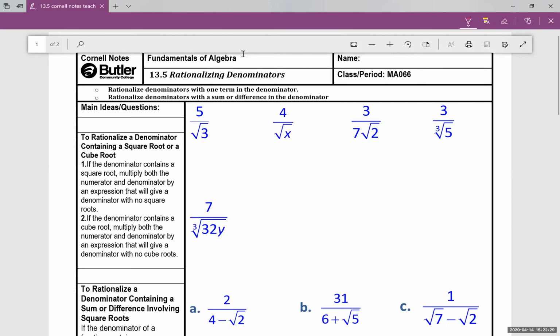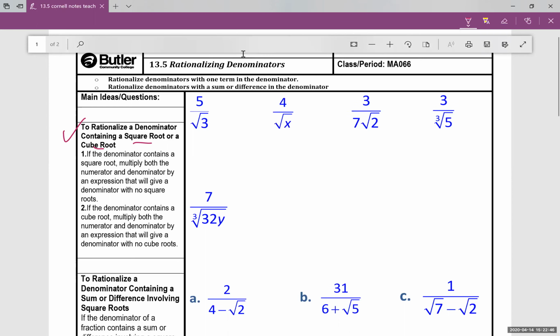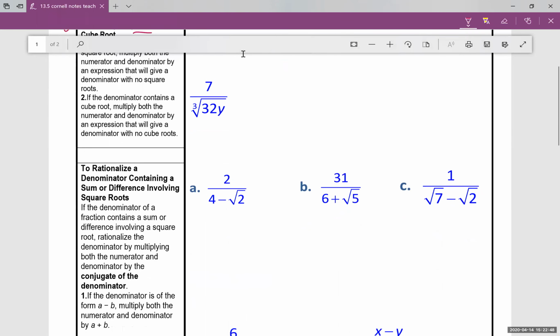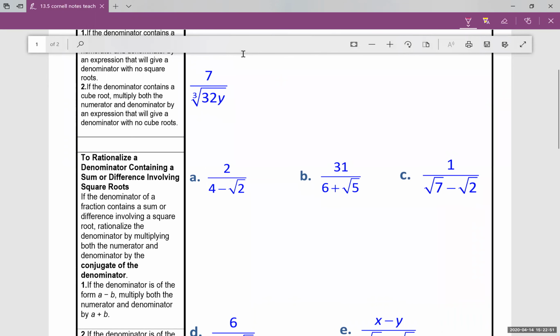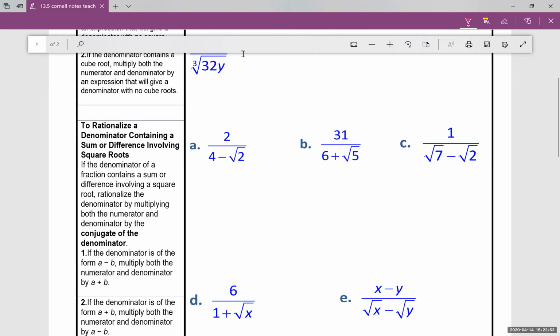So over here are the rules that you'll find in the Learn section. If it contains a square root or a cube root, you multiply both the numerator and the denominator by an expression to get rid of the radical expression. To rationalize a denominator containing a sum or difference involving square roots, well, here's a new term. It's called the conjugate of the denominator. We'll get to these in the second part of this lesson.